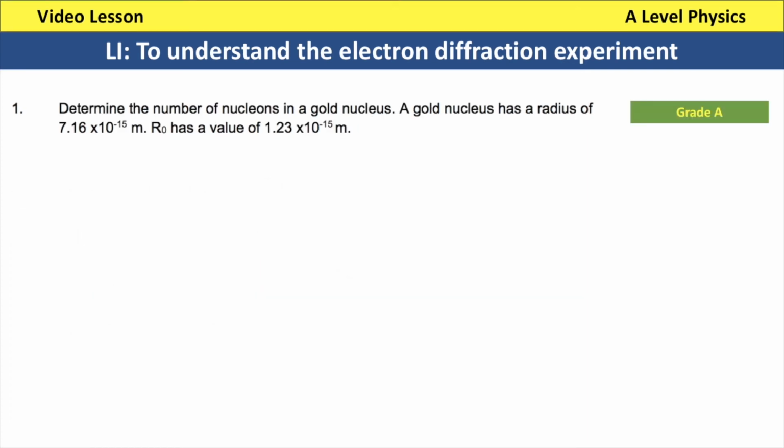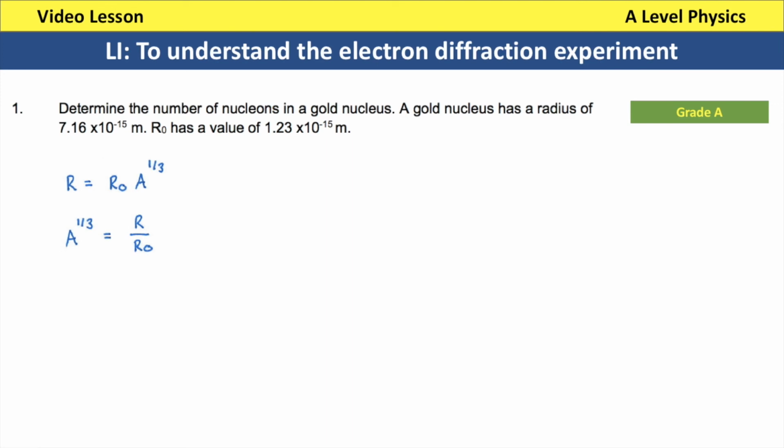Question number 1 on the grade A. Determine the number of nucleons in a gold nucleus. A gold nucleus has a radius of 7.16 times 10 to the minus 15 metres. R0 has a value, more specific in this question, of 1.23 times 10 to the minus 15 metres.